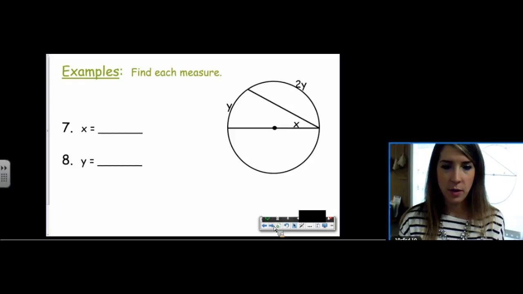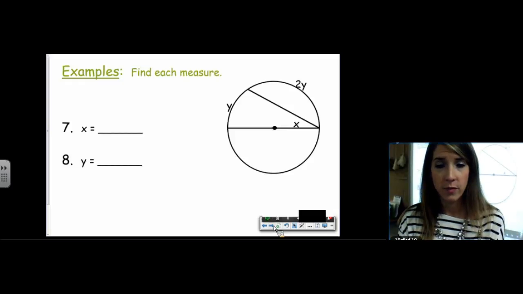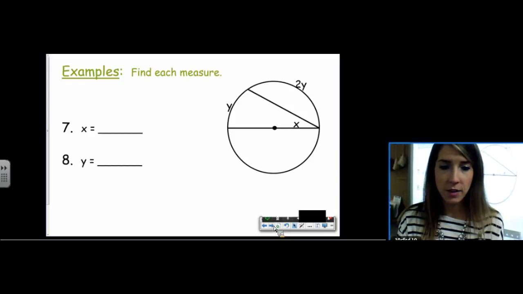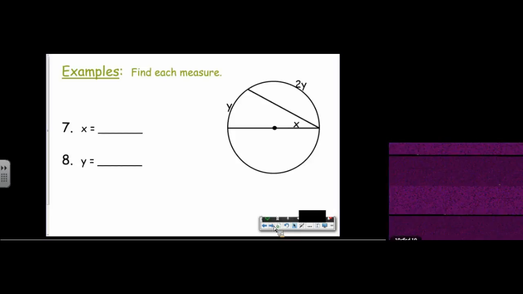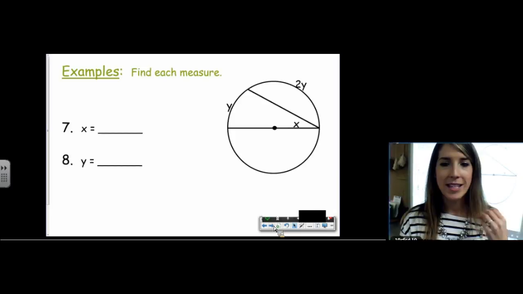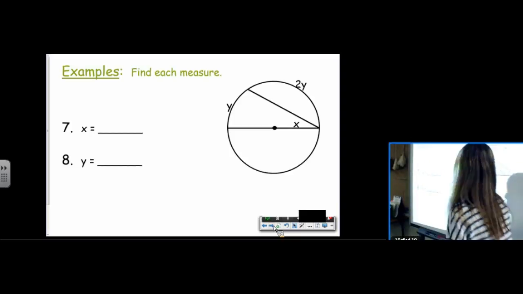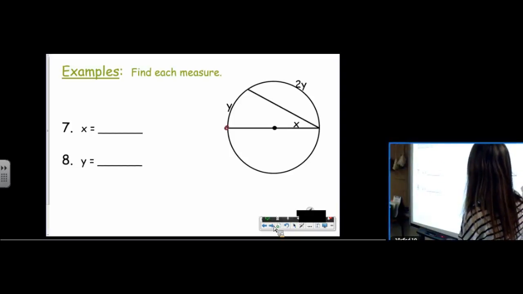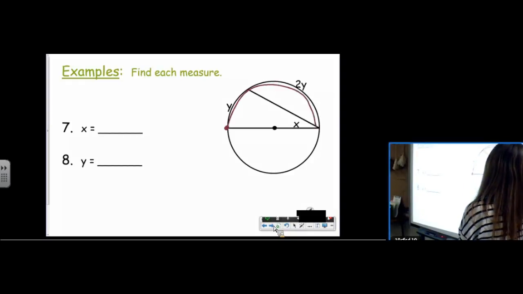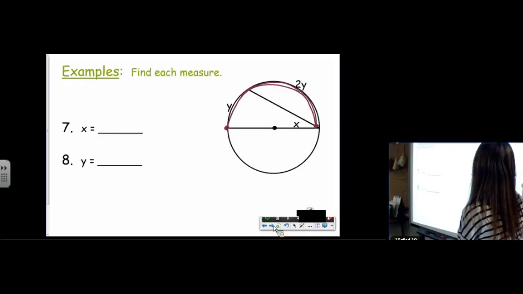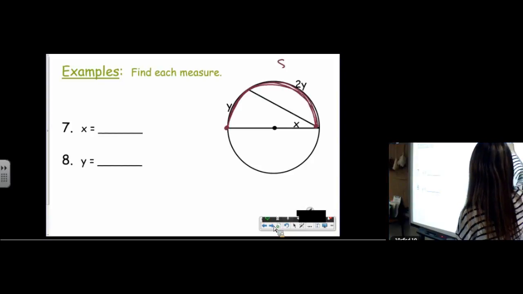Try this example. So when a chord goes through the center of a circle, it receives a promotion. What is its new title? Diameter. Okay, good. When an arc begins and ends at the end points of a diameter, it is called a semicircle.